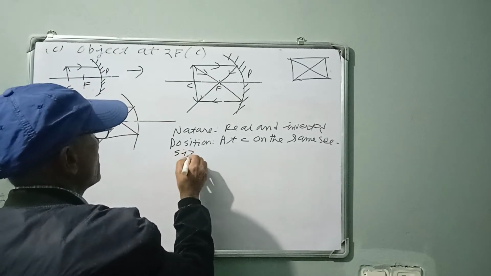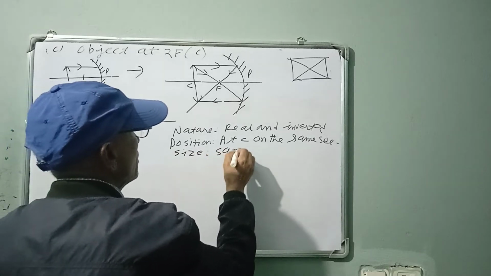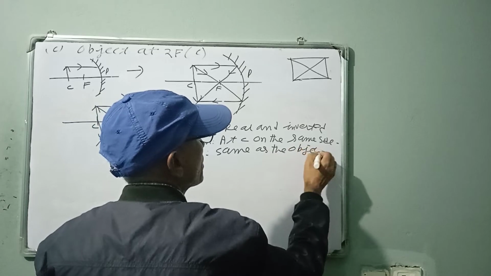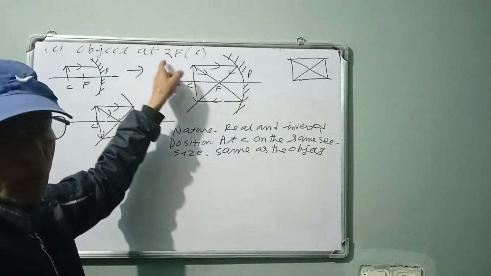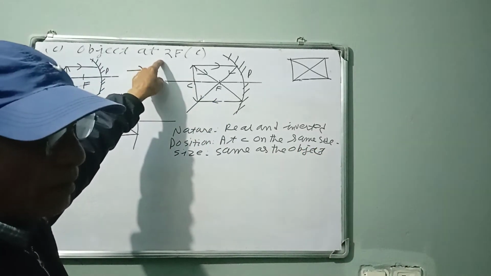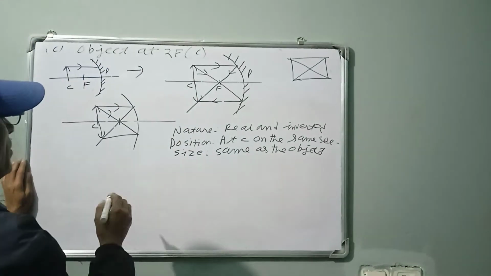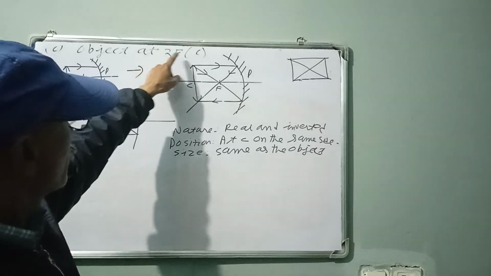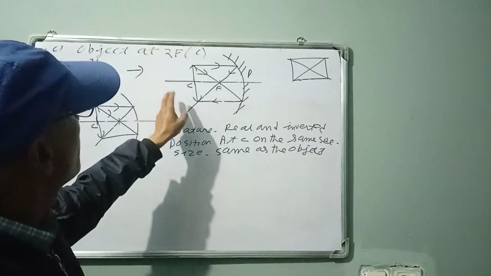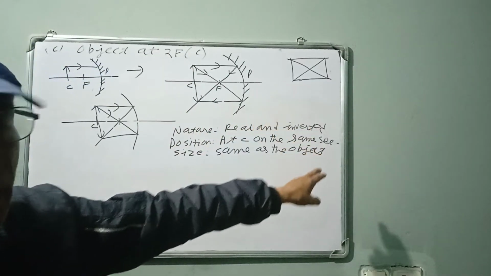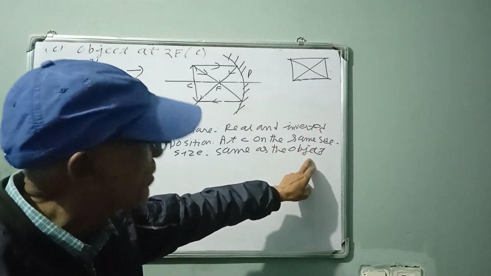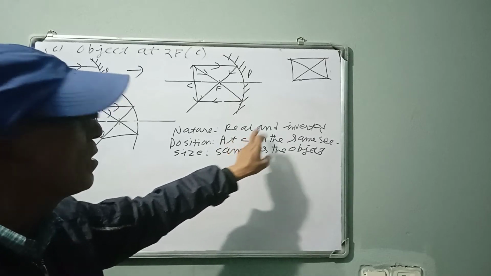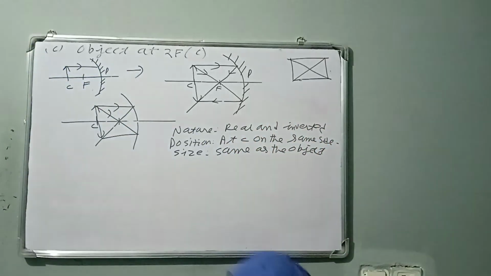Size of the image is the same as the object. The object and image are equal in size. When an object is placed at the center of curvature or 2F, a real, inverted and same sized image is formed at the center of curvature C on the same side.